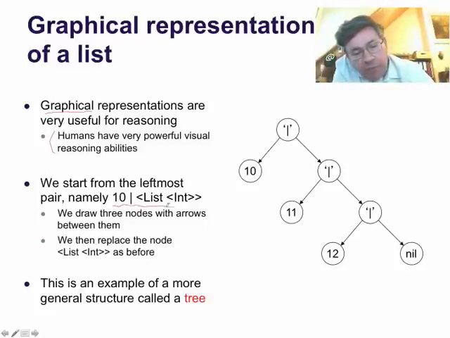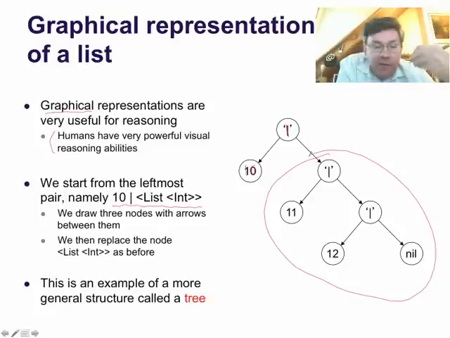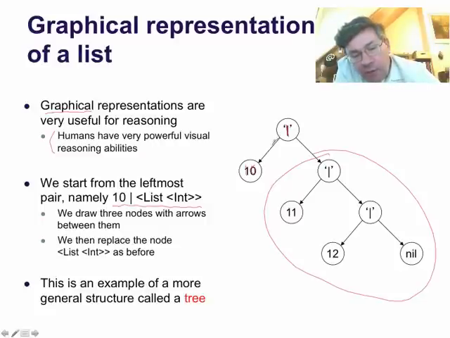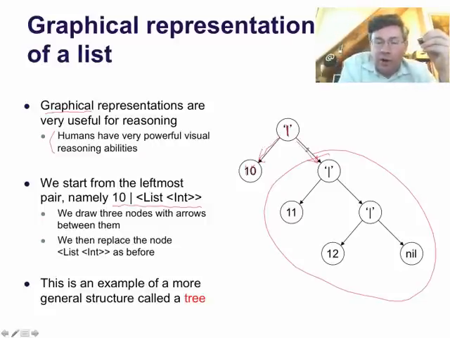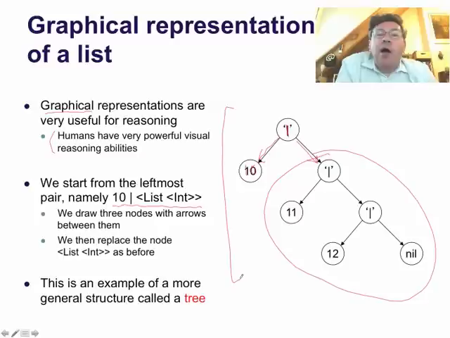We start again from some left representation here. For example, 10 | <list int>. And we draw 3 nodes. So we draw a node with the vertical bar, we draw a node with the 10, and then a node for the other part here, which is <list int>, which is then replaced further by parts of the grammar rule in the same way. So there are arrows here, edges with arrows between the nodes, and this gives us a graph representation. So this structure here is actually a special case of a more general structure called a tree, and trees are, next to lists, the most important compound data structure in computer science.